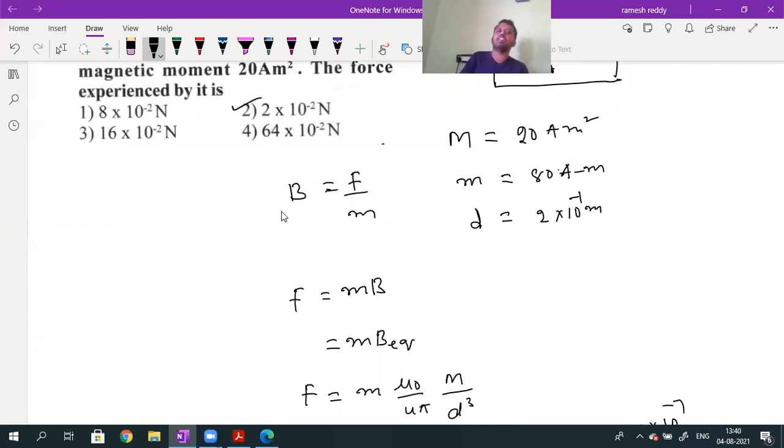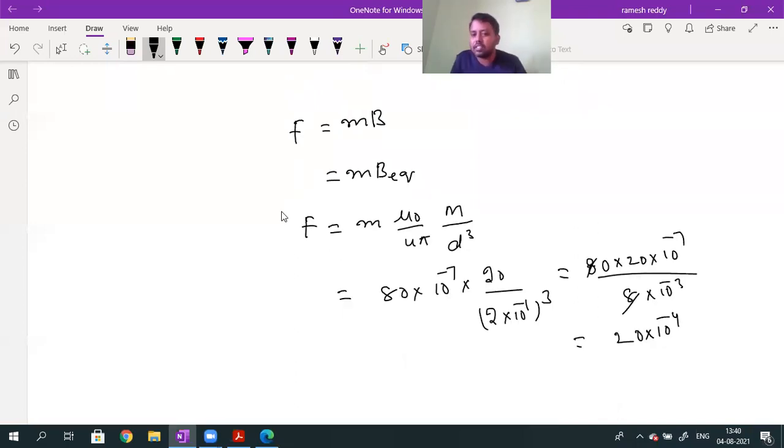But here we got 20 into 10 power of minus 4, this 10 power of minus 7, 80 as it is. Here one 10 is there, and one more 10 is there. So this is 200 into 10 power of minus 4, which is 2 into 10 power of minus 2 newtons.